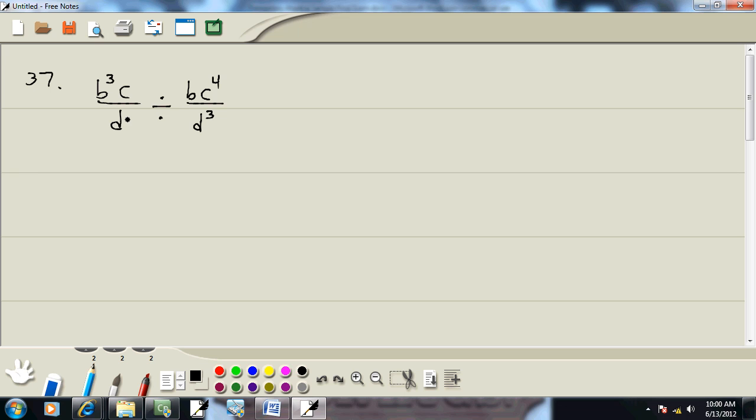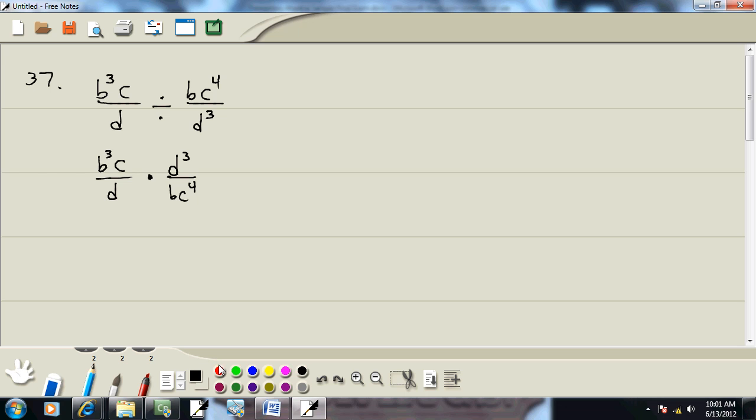Now, the instructions again say simplify, but actually we're dividing. Now, we'll simplify in the process. We never actually divide. We immediately rewrite it as multiplication. So I'm going to take the division and rewrite it as multiplication. How we do that is we take the fraction that follows the division symbol, and we take the reciprocal of it. We'll flip it. So this becomes d to the third over bc to the fourth.